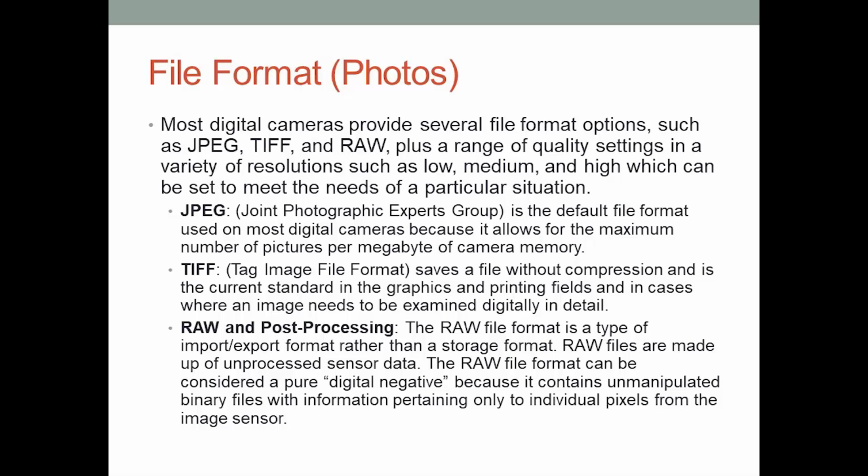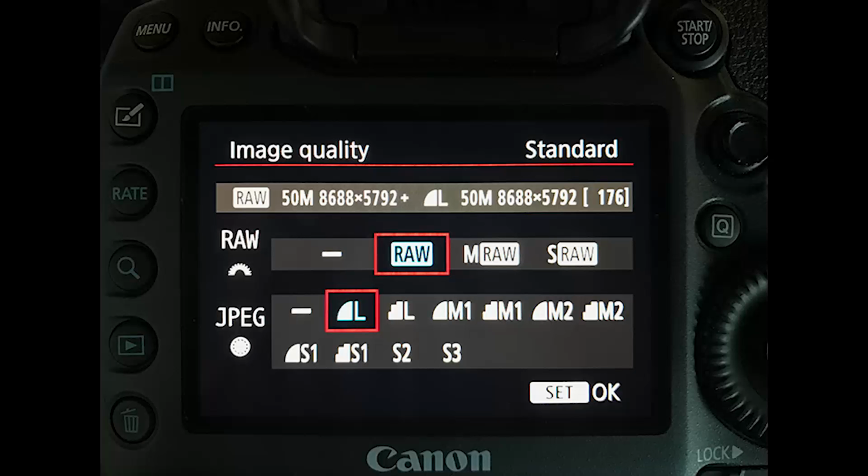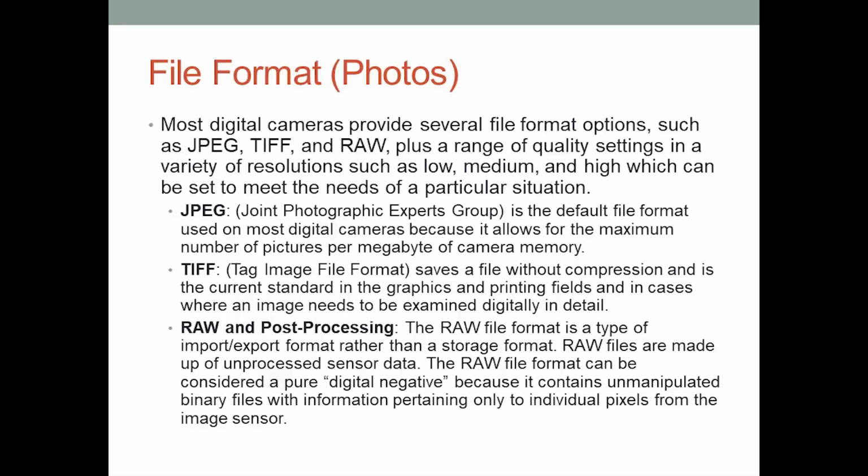What are the file formats for photos? Most digital cameras provide several file format options, such as JPEG, TIFF, and RAW, plus a range of quality settings in a variety of resolutions such as low, medium, and high, which can be set to meet the needs of a particular situation. JPEG, or Joint Photographic Experts Group, is the default file format used on most digital cameras because it allows the maximum number of pictures per megabyte of camera memory.